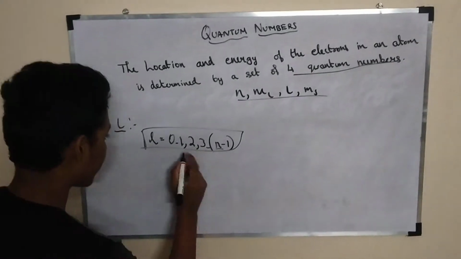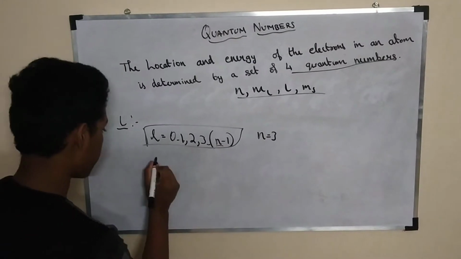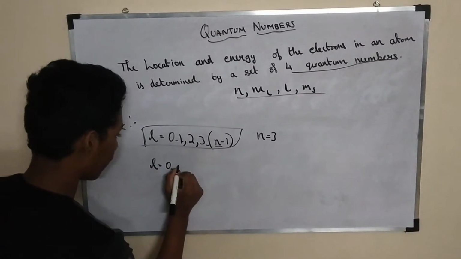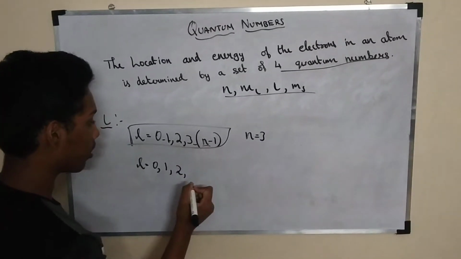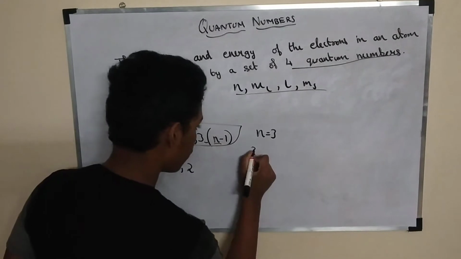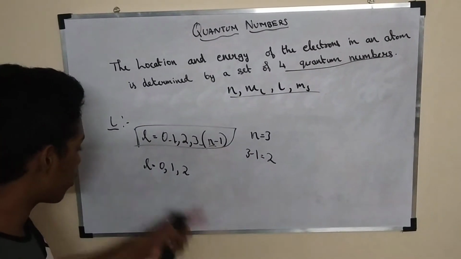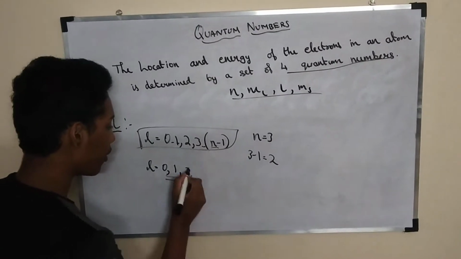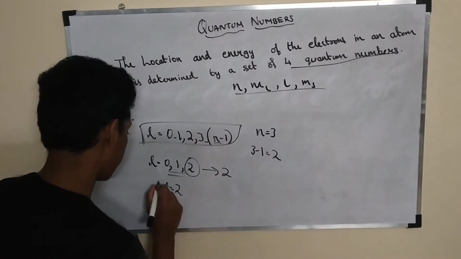Now let's take, for example, n value is 3. So l value can be 0, 1, 2. That's it, because n minus 1 will give you 3 minus 1, which is 2. So it will have 0 to 2. 0, 1, 2 are the values. If they ask the most definite one, then you should go with 2. So l value will be 2.